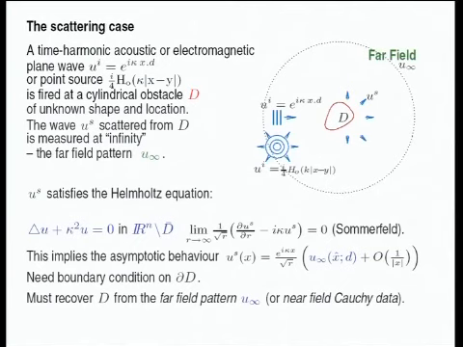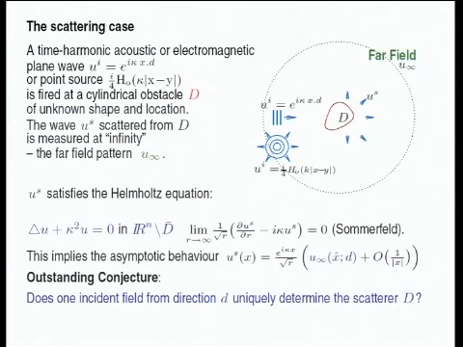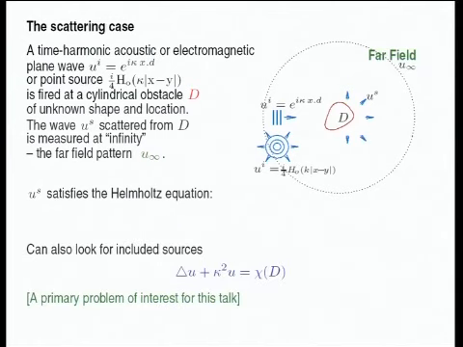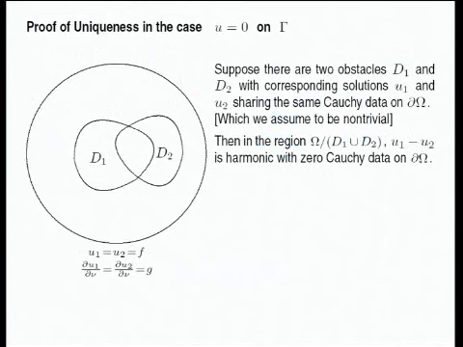And this is a classic problem, and the problem is to recover D from the far field u infinity. And again, I haven't quite told you what D is. I will. And of course I can look for not only D being an obstacle, but it can be a source, and that's what I'm going to be talking about later on in the talk.